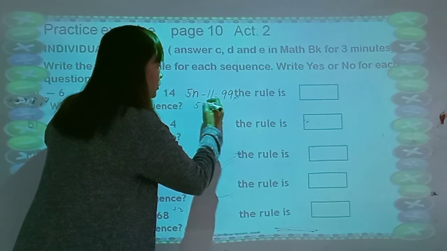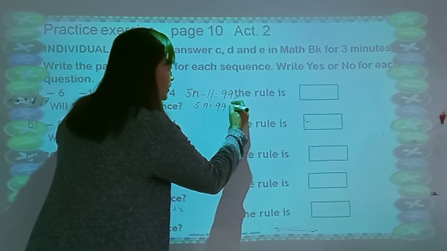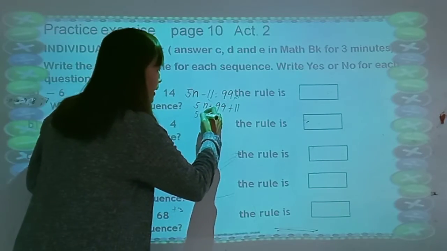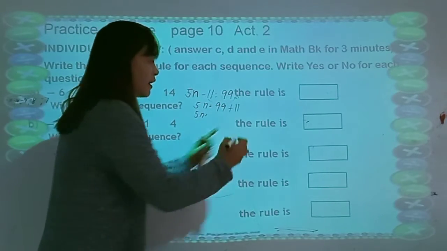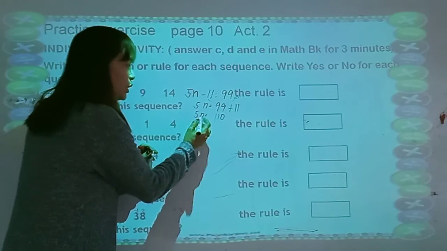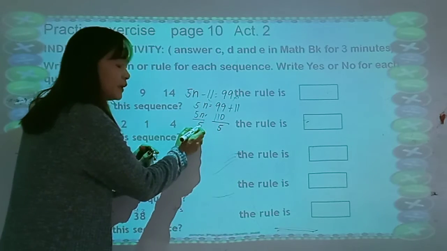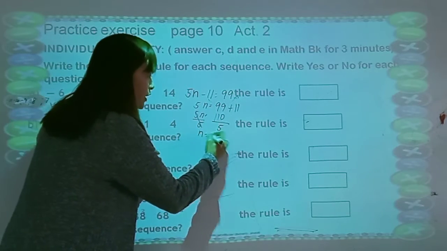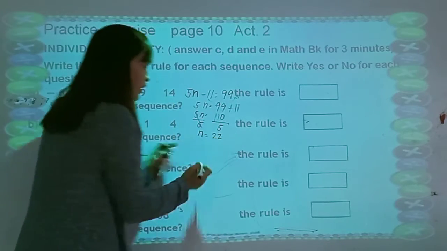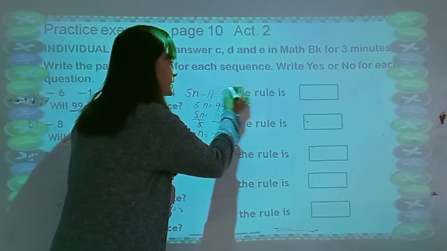So if we are going to put 5n is equal to 99, the additive inverse of negative 11 is positive 11. Okay, so let us do 5n is equal to 99 plus 11. It will give us 110. To find the value of n, we need to divide both sides of the equation by 5. 5n divided by 5 is equal to n. So therefore, 110 divided by 5 will give us 22. Therefore, the 22nd term is equal to 99.